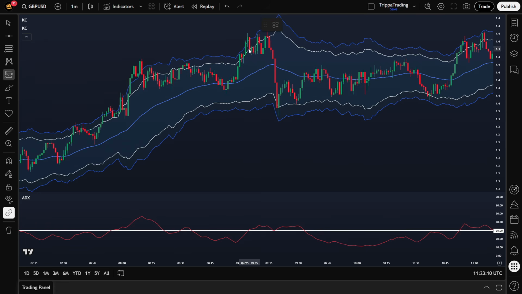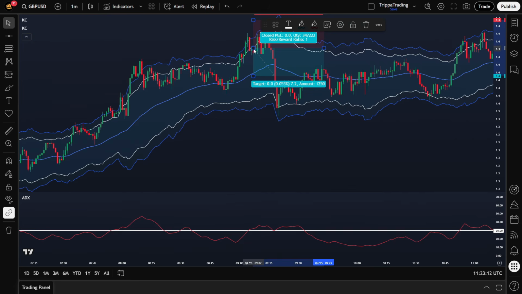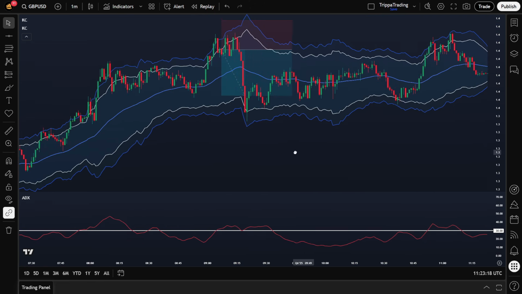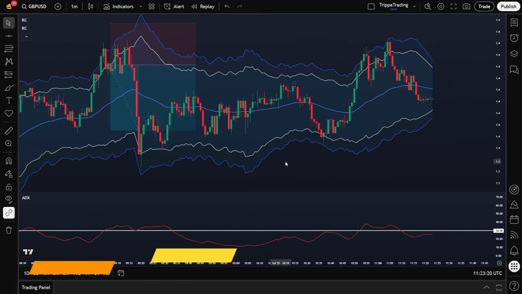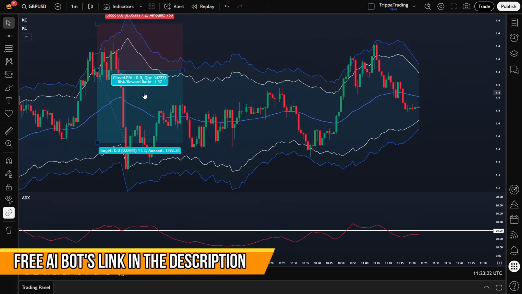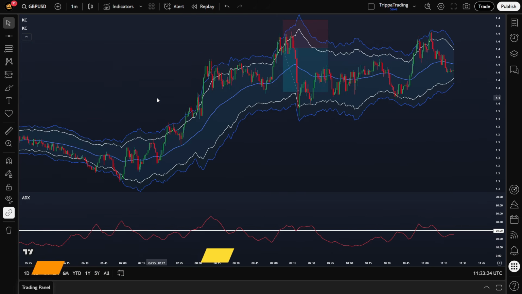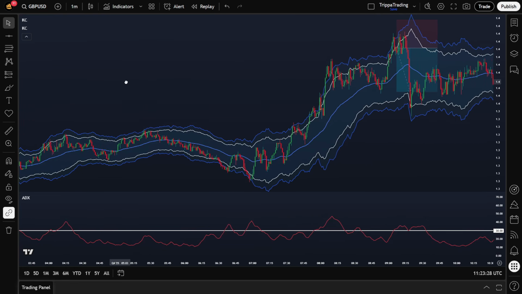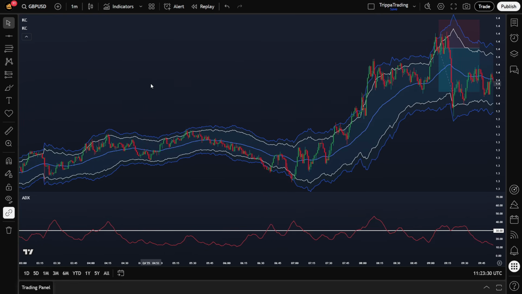This strategy works on any market, whether it's forex, crypto, or stocks, as long as the asset has good liquidity and tight spreads. That part is extremely important, because in scalping we're taking many trades and aiming for small price movements. And if the market has low volume, wide spreads, or price gaps, it can completely ruin your entries, stop losses, and profits. So always choose liquid markets.